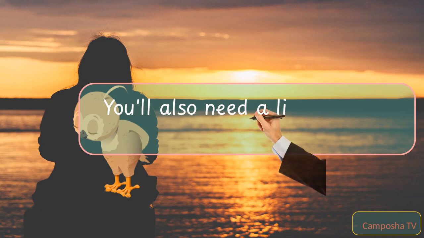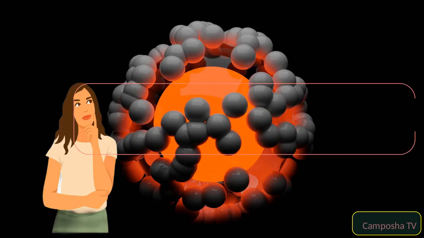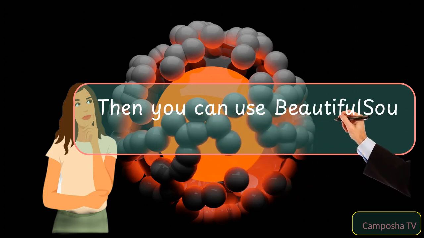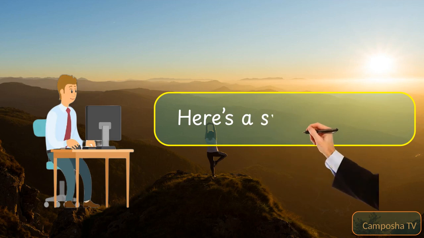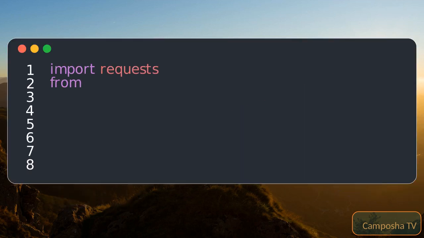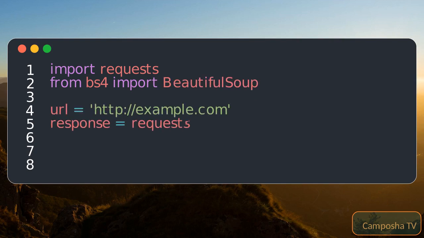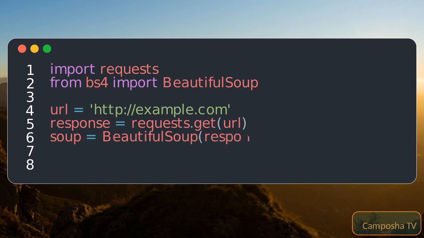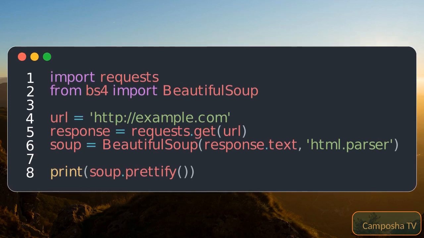You'll also need a library to fetch the web page, like requests. Then you can use BeautifulSoup to parse the content. Here's a simple example. This code fetches the web page and prints the prettified HTML.